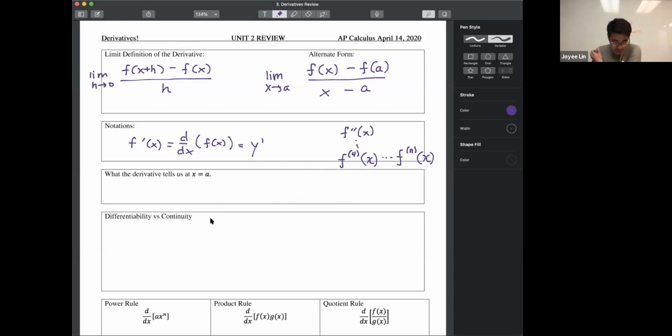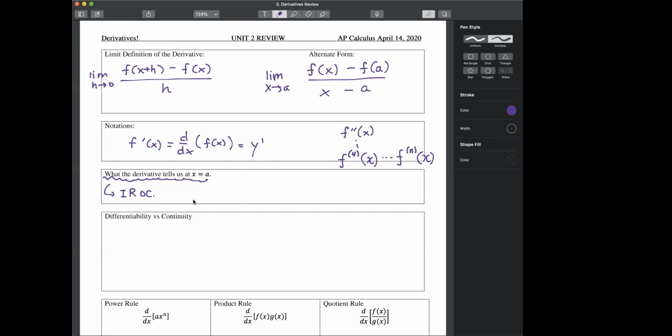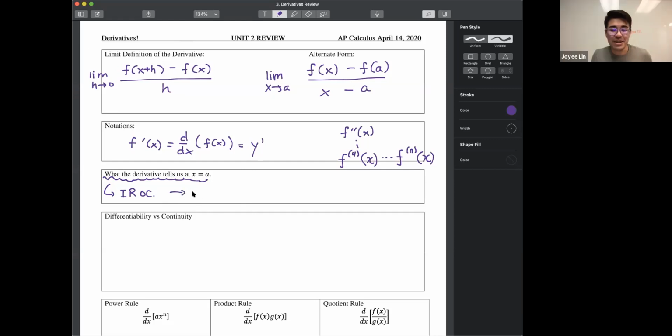Okay, we also have, what does the derivative tell us when x is equal to a? You all need to be able to go backwards or forward with this. So I use IROC, instantaneous rate of change. Like the slope at that x value? Yes, exactly. So we have the slope of the tangent line at that x value. Perfect. So these are the two most common ways they're going to say derivative without actually saying derivative. So make sure you keep that in mind.